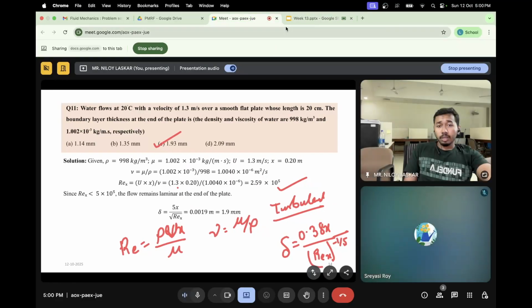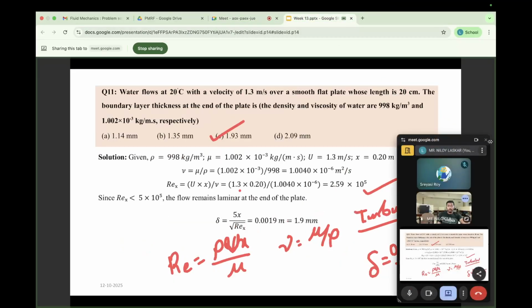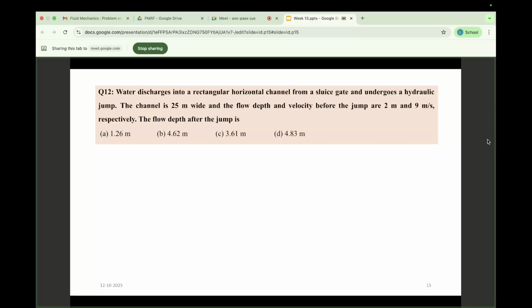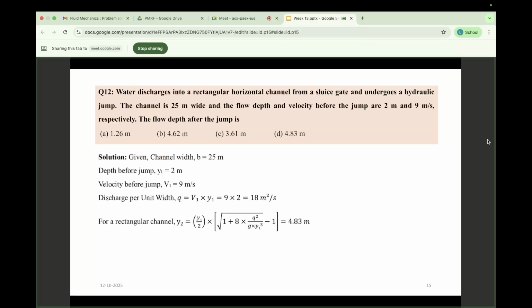Now I am also showing the last class notes, where in the last class we discussed open channel flow and studied some numericals. So this is a problem related to open channel flow, right? Hydraulic jump I have also discussed.